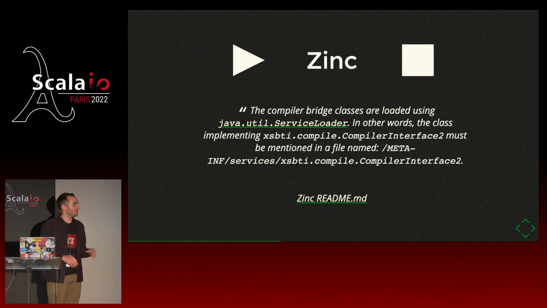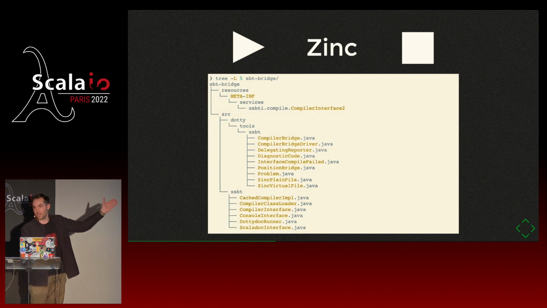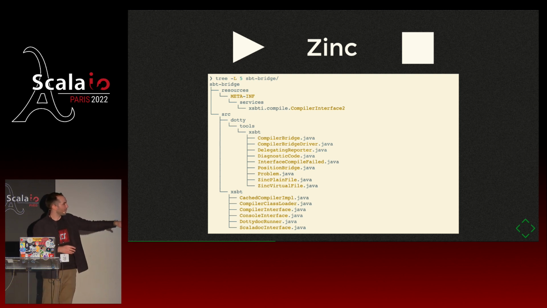If you actually look at the Zinc documentation, you'll see this quote: the compiler bridge classes are loaded using Java util service loader. In other words, the class implementing compiler interface 2 must be mentioned in a file compiler interface 2. So that's how Zinc knows that this is what implements the bridge. And we have on the bottom XSBT, which we can ignore for now, because that's related to the old versions of Zinc.